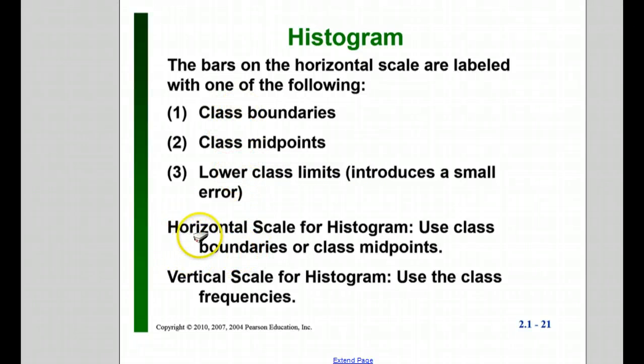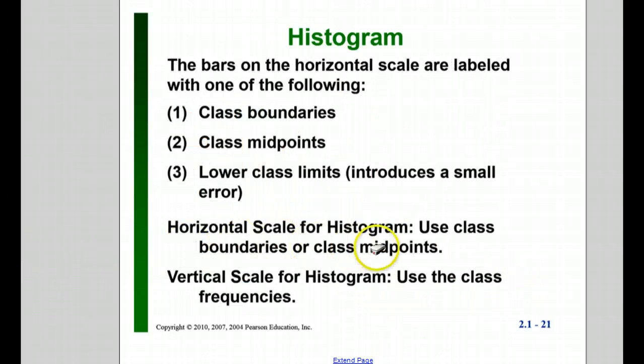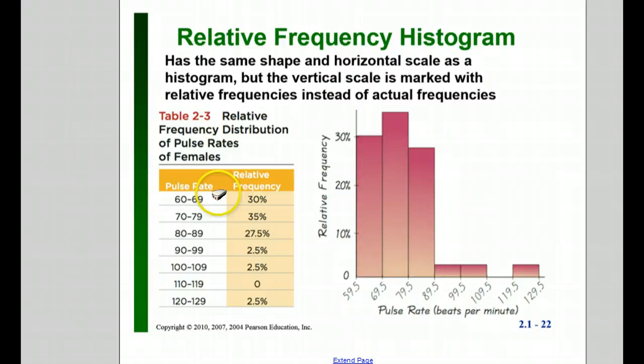On the horizontal scale is the numbers going along this way. That is your classes. Whatever your classes are, they're always going to be going left to right. And then your vertical scale is either going to be frequencies, or if it's a relative frequency histogram, you could use relative frequencies. That's this example. So instead of this being 12 like it was before, it's 12 out of the total of 40, which was 30%, so it's going up to 30% there.